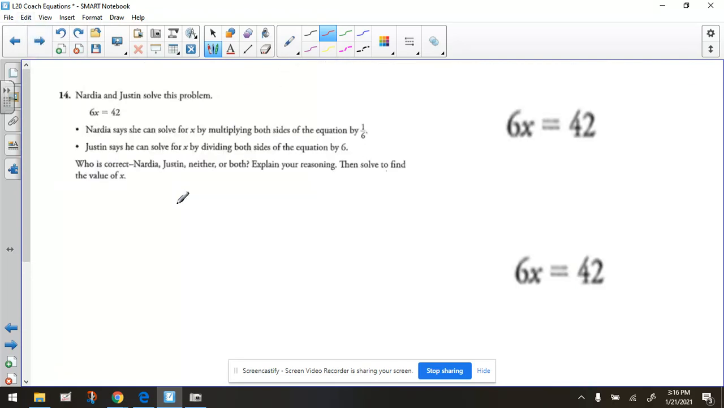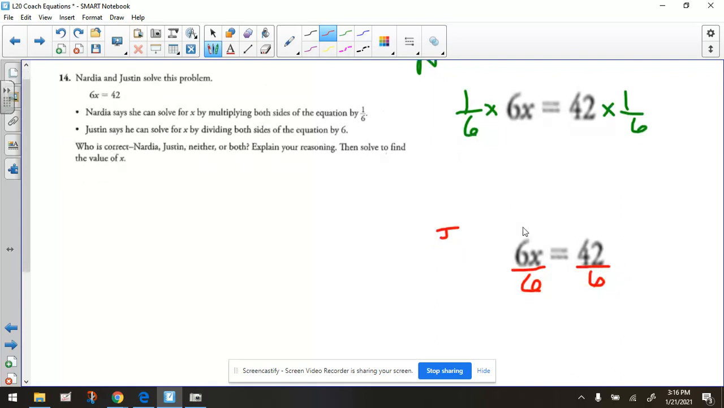All right, and finally, we're going to go over number 14. It says Nardia and Justin solved this problem. 6x equals 42, so I wrote it twice. Nardia says she can solve for x by multiplying both sides of the equation by 1/6. So her method is to do this. All right, so I'll just put an N so we know who we're talking about. Justin says he can solve for x by dividing both sides of the equation by 6. So Justin is doing it this way, dividing this by 6 and dividing this by 6.